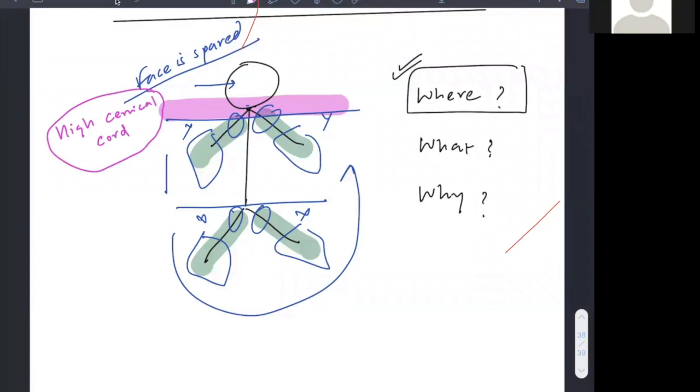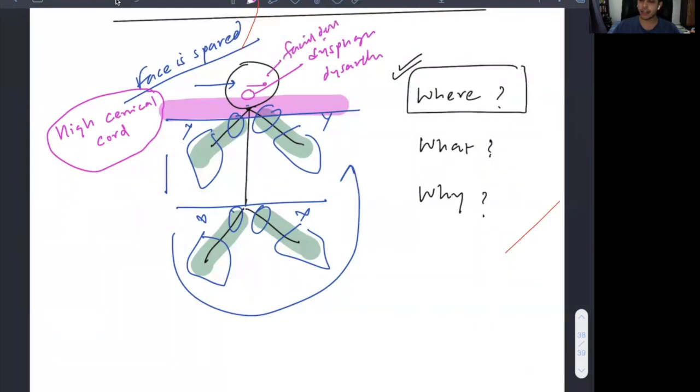Now, this is important because suppose there is a lesion that is also involving the mouth. So if the patient has dysphagia or dysarthria, or if the patient has a facial deviation, then we are talking about a brainstem lesion. And today we are not discussing a brainstem lesion. So we'll be discussing lesions that are high cervical cord or below.